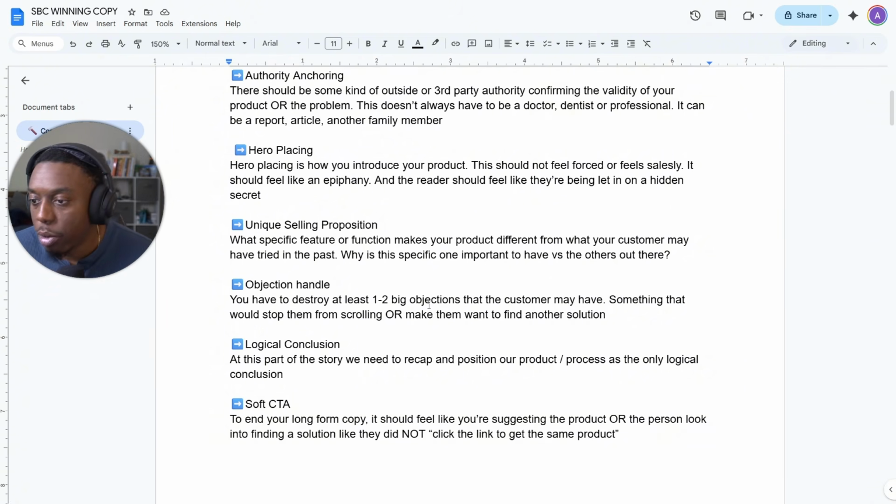Objection handling. You have to destroy at least 1 to 2 big objections that customers may have, something that would stop them from scrolling or make them want to find another solution. So an example of this, right, is, if I want to buy these blue light glasses, do I know for sure that they will look nice, or will they fit on my ears, or will they hurt my ears, right? Like if I put them on, I don't like wearing glasses, because it hurts my ears if they sit on my ears too long, or the bridge of my nose.